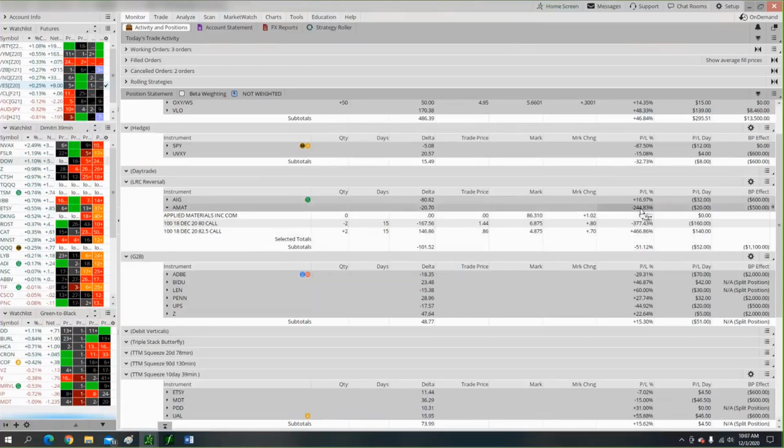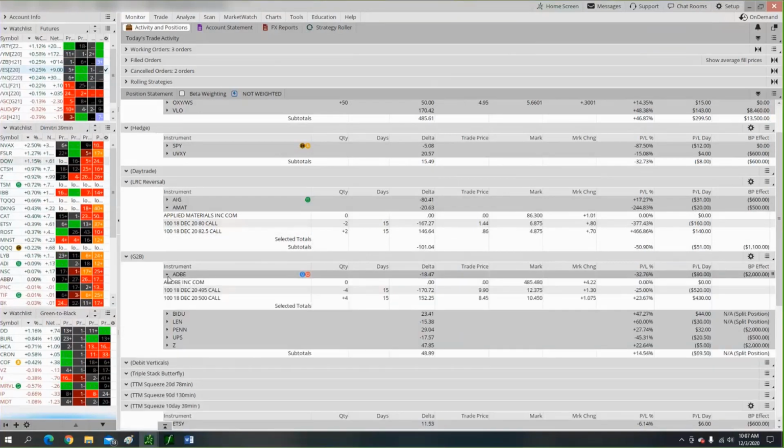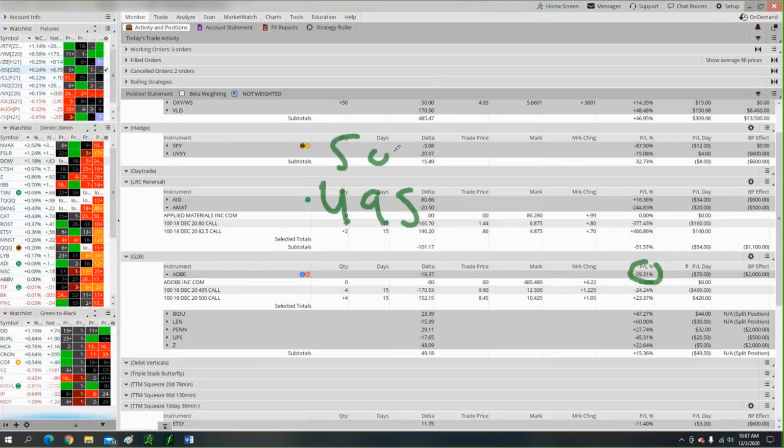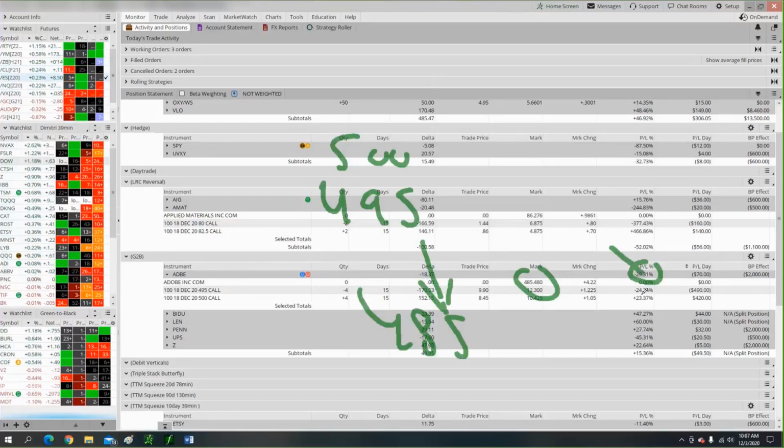I don't care if it says down 240%. That's impossible. I ain't going to lose all of it. 19 for 20. Again, this says I'm down on Adobe. That's bull crap. I'm not down. If you look at the P&L, you think you're down. I sold the 495 and bought the 500. The stock is at 485. It is $10 below the strike I sold. I'm not down. I don't care what that says.